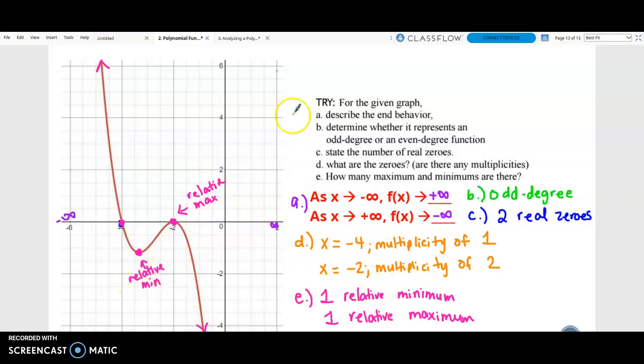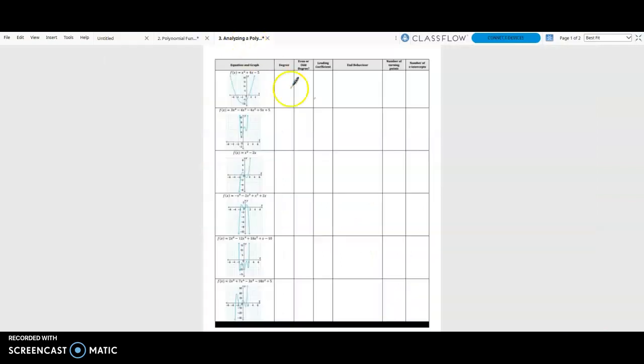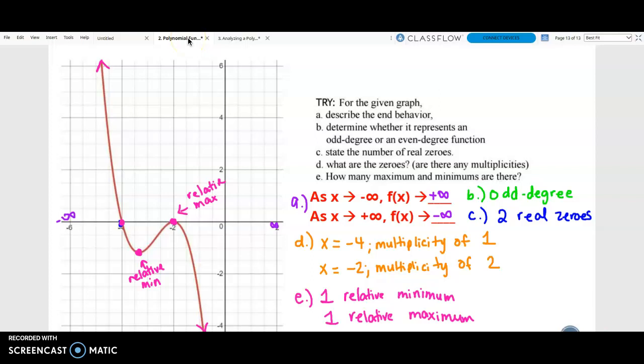Okay, so now you can go ahead and finish this assignment here. It's posted in Google Classroom. There's also the sheet in my classroom on the long table by the calculator. So grab that and work on that, and we'll finish that tomorrow.